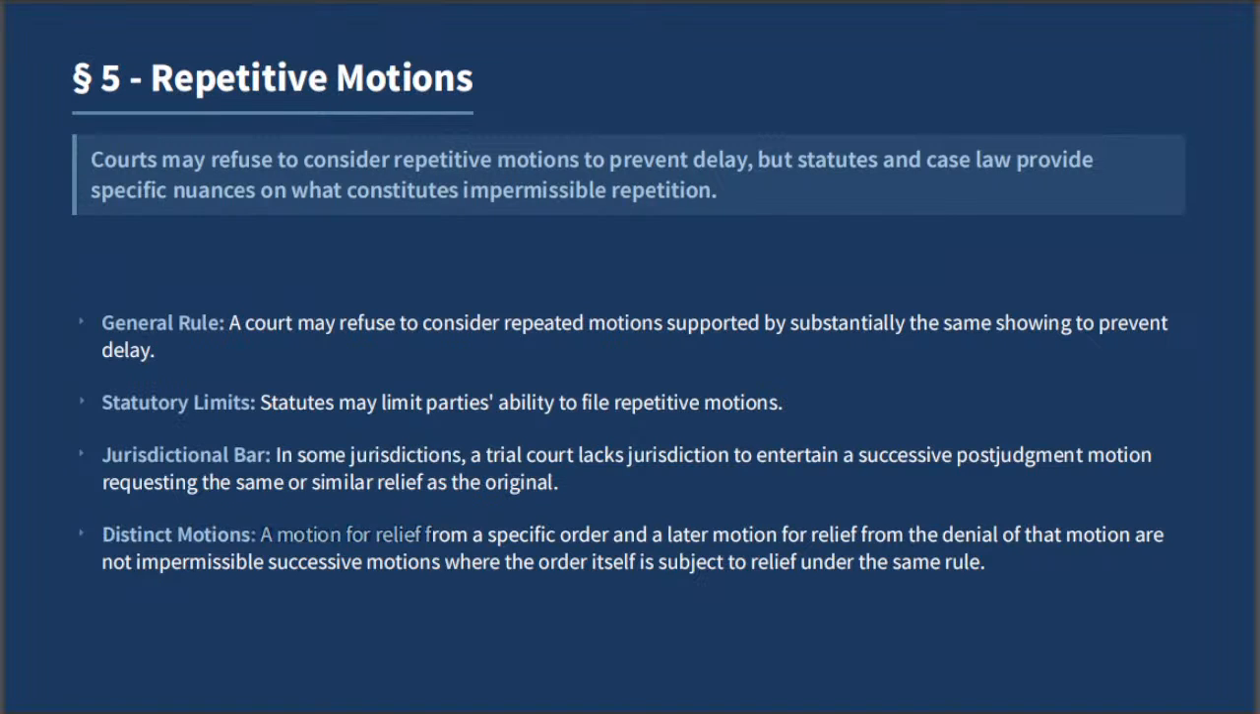A motion for relief from a specific order and a later motion for relief from the denial of that motion are not impermissible successive motions when the order itself is subject to relief under the same rule. So there are times where there are distinct motions. An example given here is a motion for relief for the denial of the motion from a specific order. So this can be necessary at times to correct the errors.